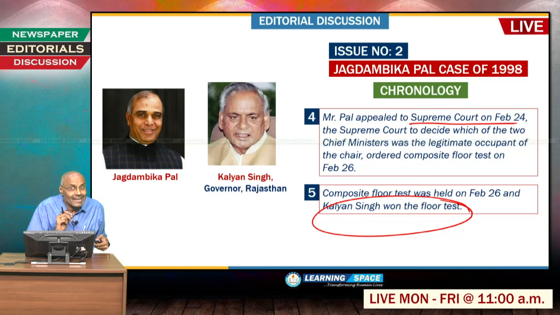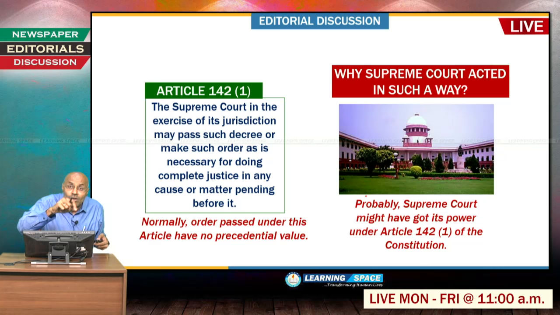So the two chief ministers case, popularly known as the Jagadambika Pal case, should not be cited as a precedent, because the Supreme Court might have taken this decision as per Article 142(1) of the Constitution. And this constitutional provision is very important. This Article 142(1) of the Constitution says that the Supreme Court, in the exercise of its jurisdiction, may pass such a decree or make such order as is necessary for complete justice.